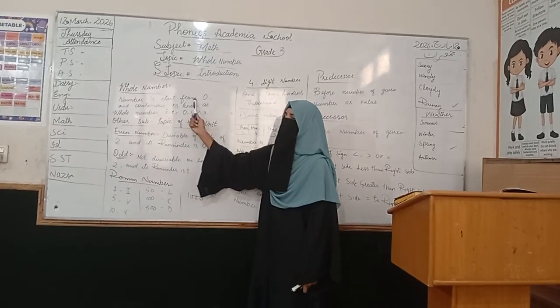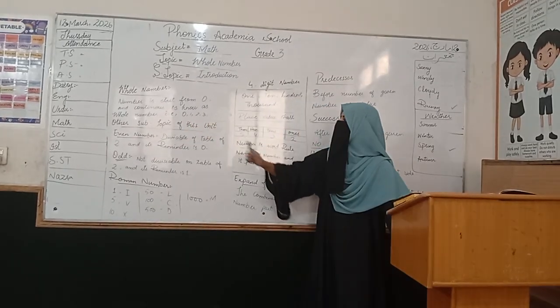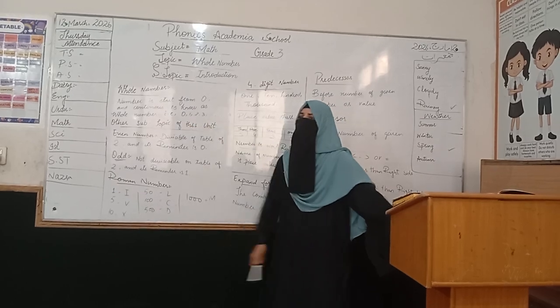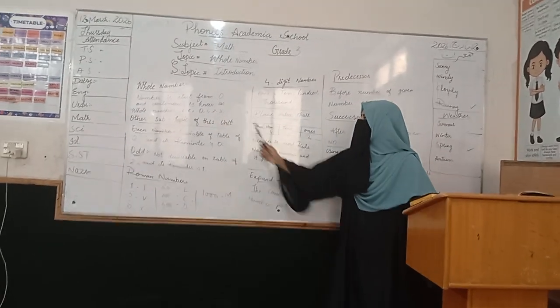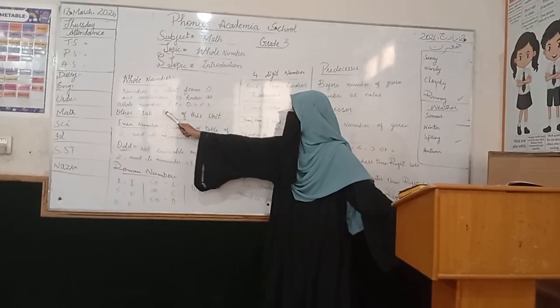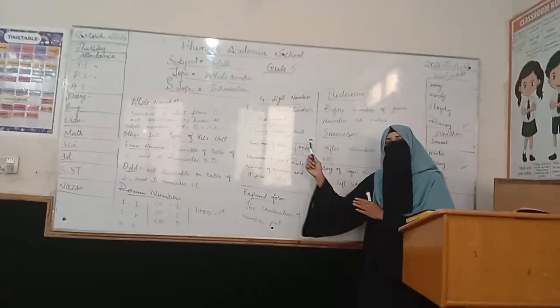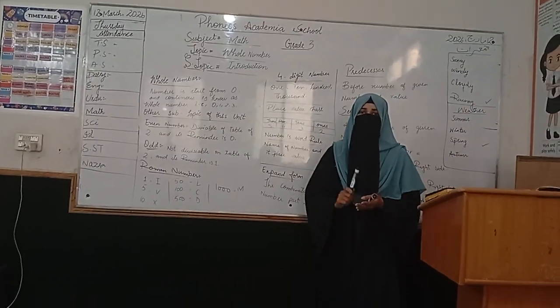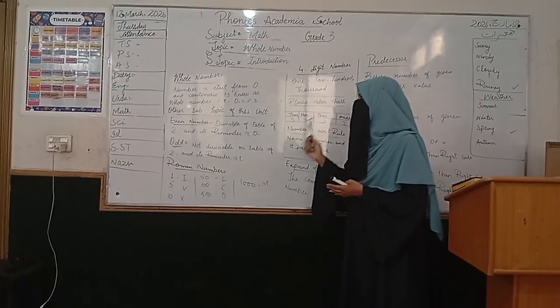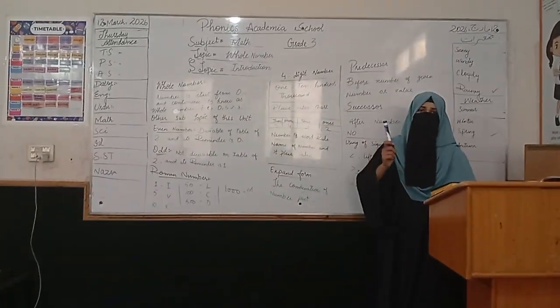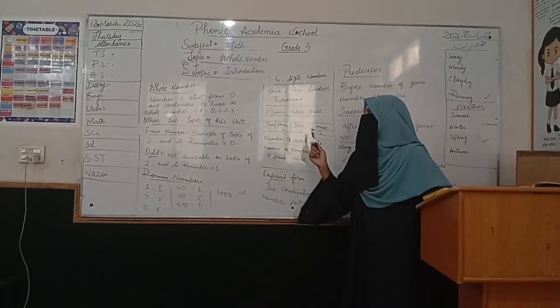Numbers that start from 0 and continue, where continue means don't stop, are known as whole numbers. Like 0, 1, 2, 3 and continue. These numbers are known as whole numbers. This is a short definition of a whole number that needed to be explained.